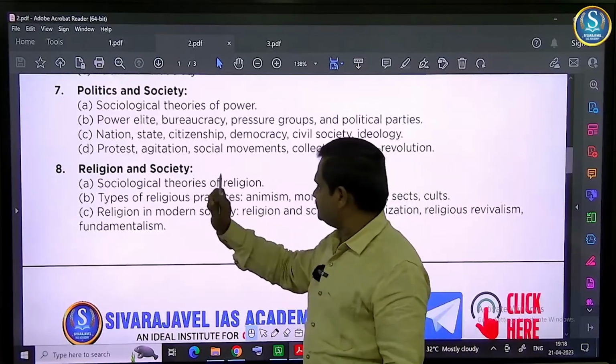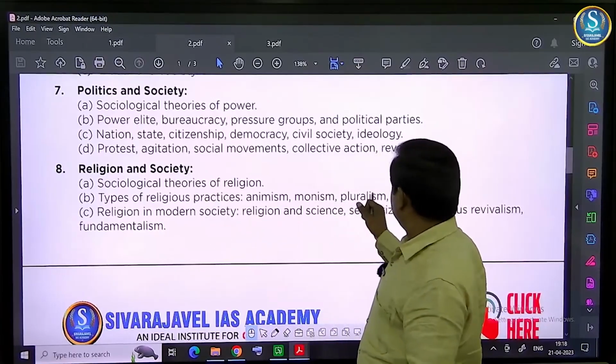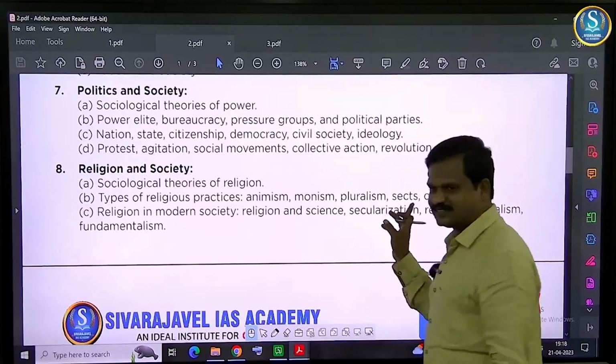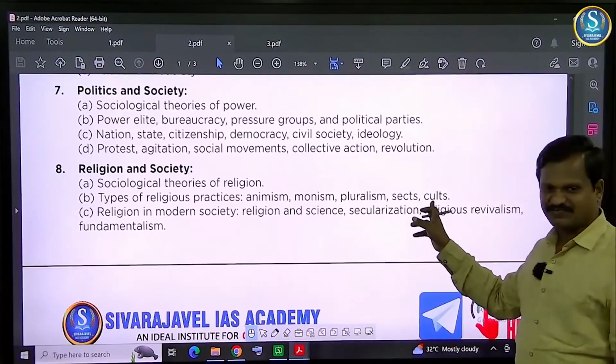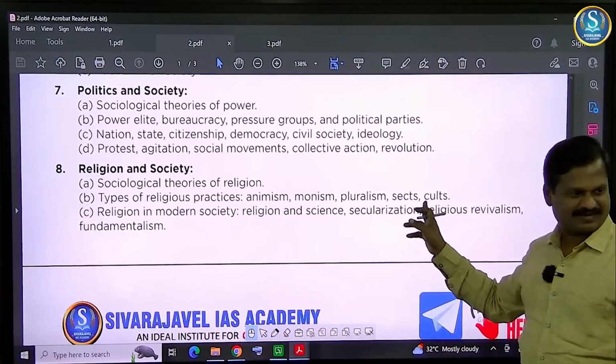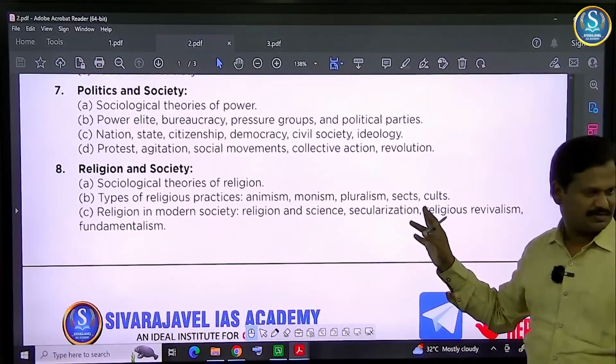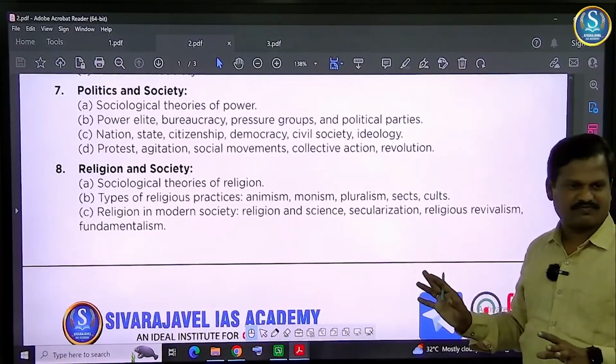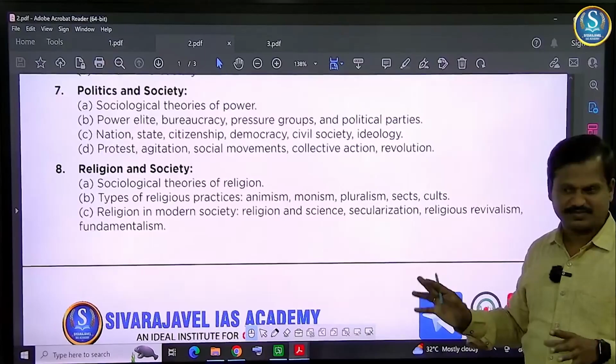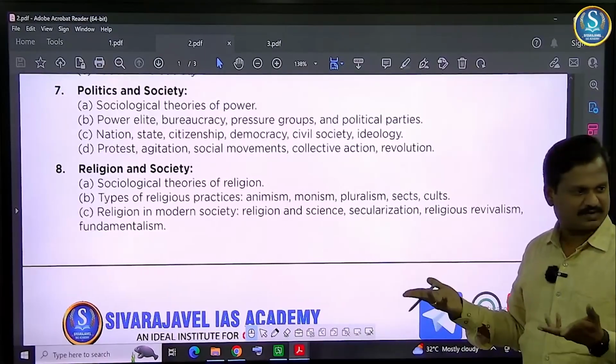So religion, this sect, cult, actually they asked about sect and cult in 2022 in GS paper 1. It was a rude shock for many of the non-sociology optional students. They do not know what is a sect and what is a cult.